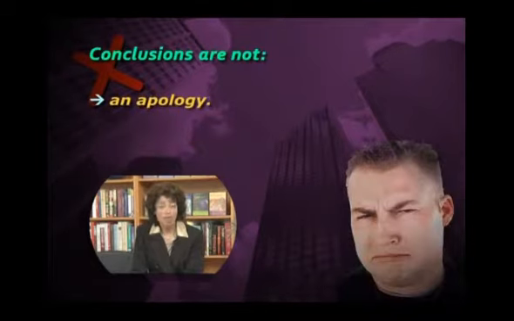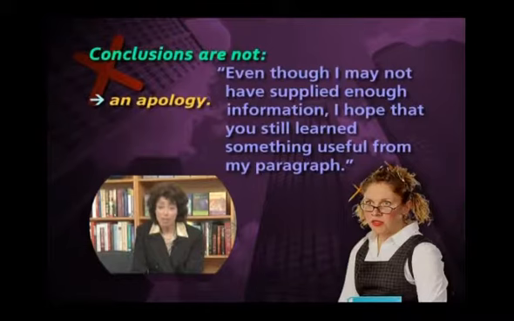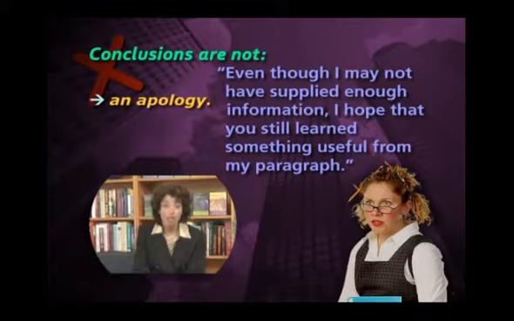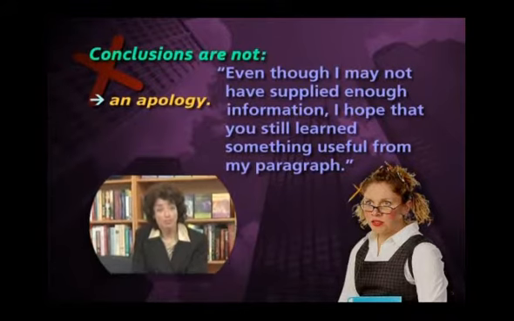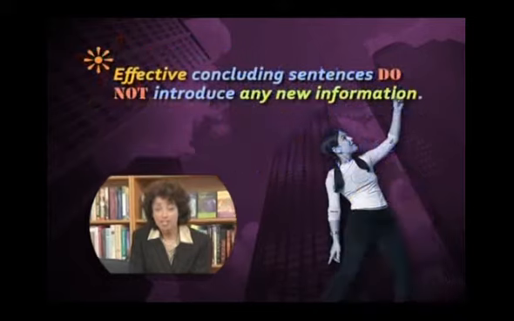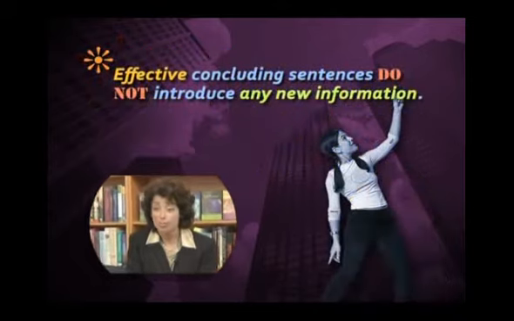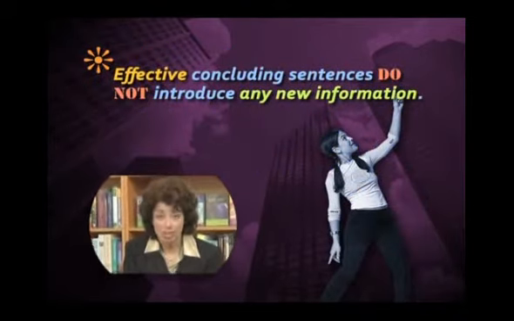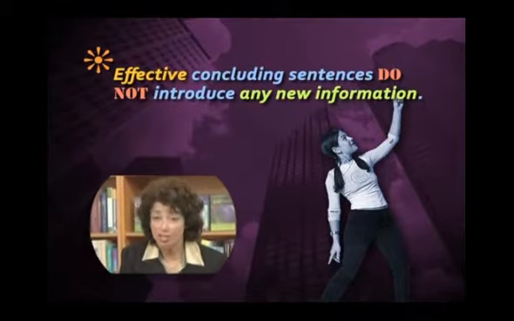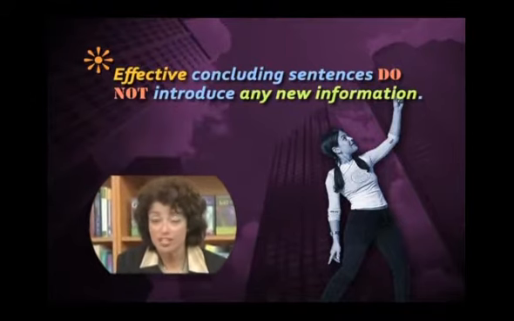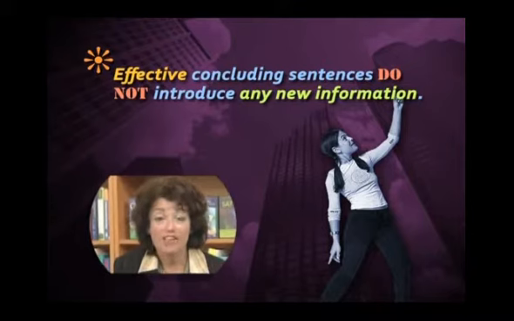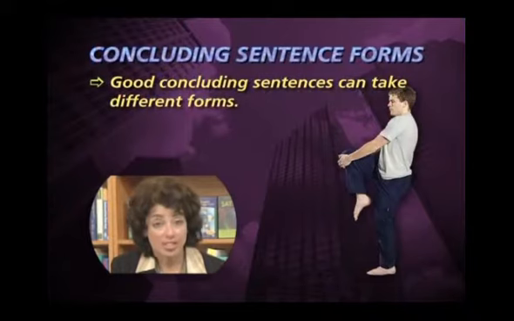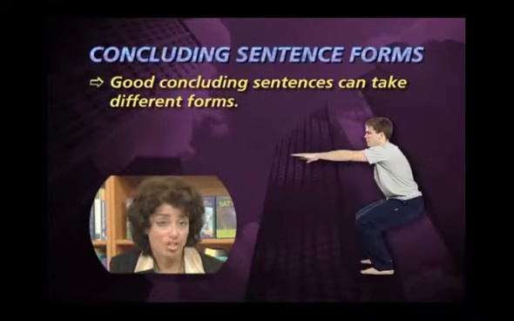And last, you don't want to give an apology. Even though I may not have supplied enough information, I hope that you still learned something useful from my paragraph. Don't apologize for your writing, because that weakens your main idea. Effective concluding sentences do not introduce any new information. And, as we said, they don't announce anything, they don't make generalizations, they don't make absolute claims, and they don't offer apologies.